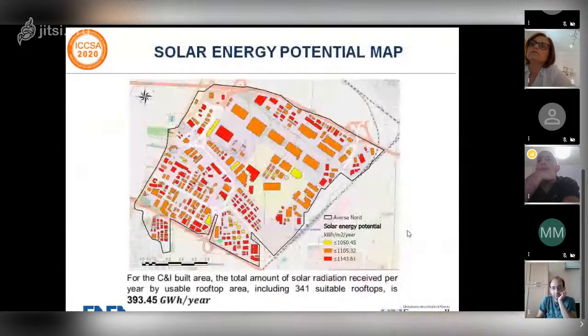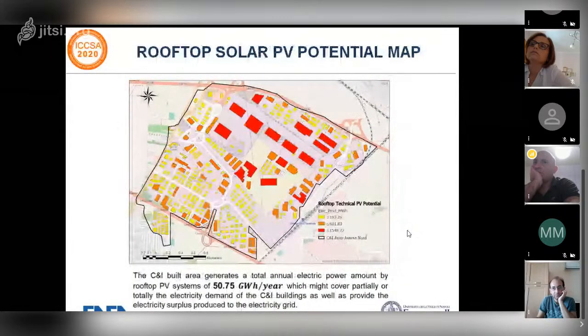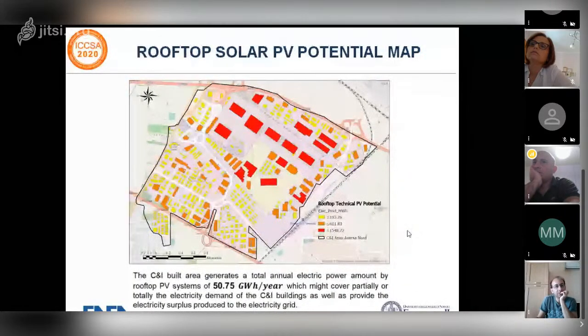Aggregating the solar energy potential data calculated for each single usable rooftop of our study area, we found the total amount of solar radiation received per year by usable rooftop area. That is about 393.55 gigawatt hours per year. Then the usable solar radiation is converted to electric power production potential.